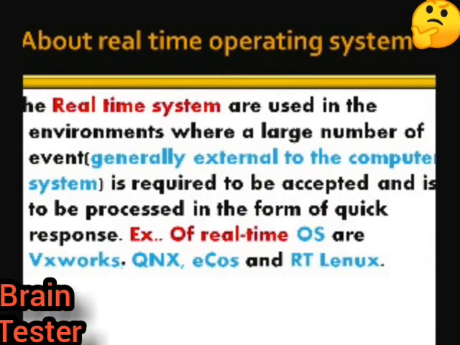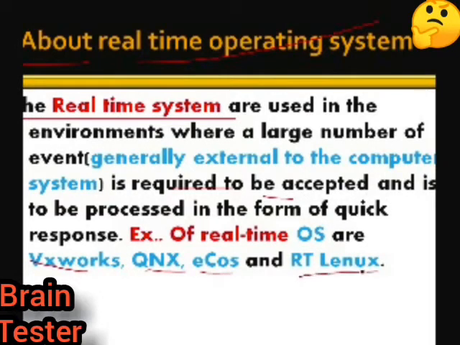About real-time operating systems: real-time systems are used in environments where a large number of events, generally external to the computer system, are required to be accepted and processed with quick response. Examples of real-time operating systems are VxWorks, Unix, eCos, and RTLinux.